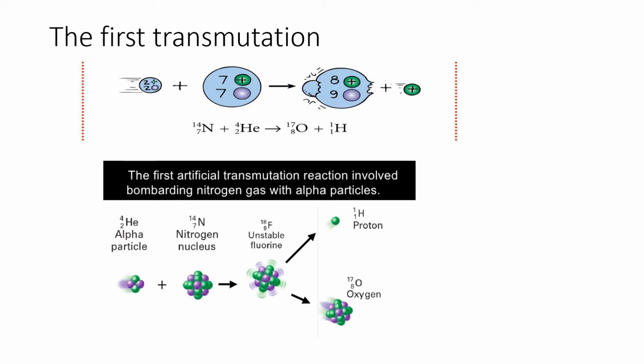This is generally the mechanism followed in most cases where the projectile, which is a light particle, will be captured by the nucleus, forming something unstable, and that will break up, forming another stable nucleus.